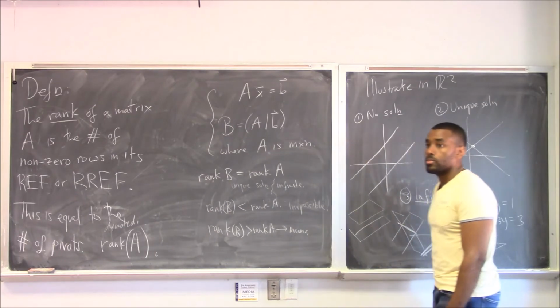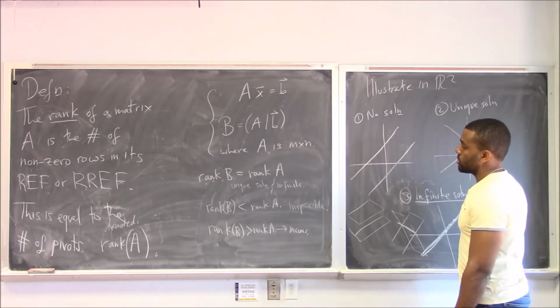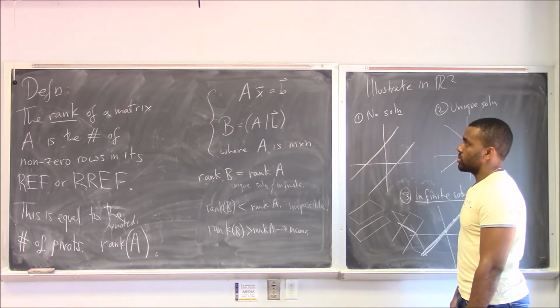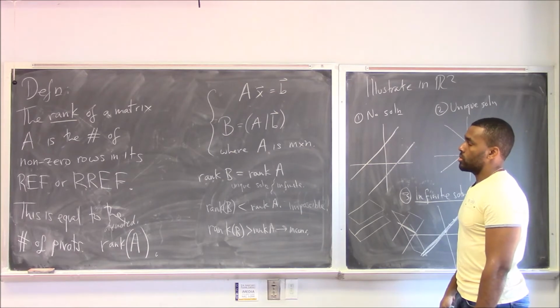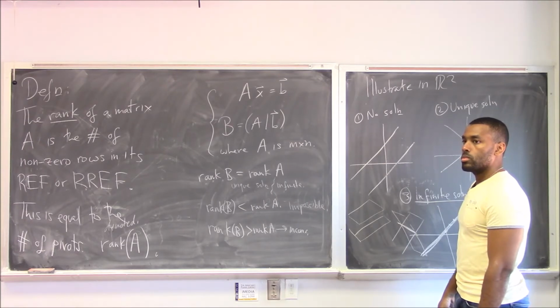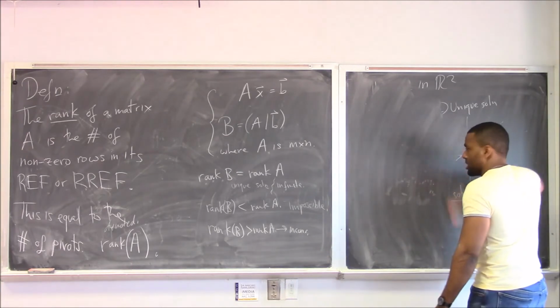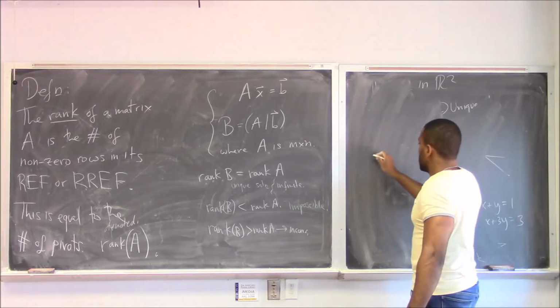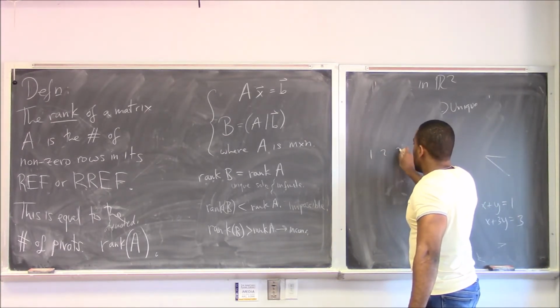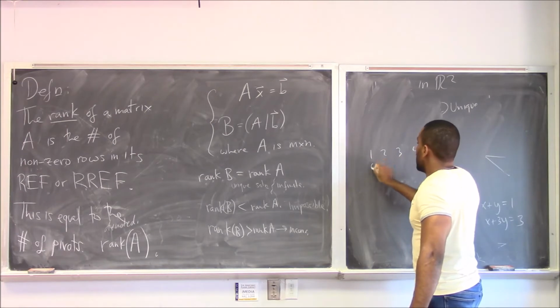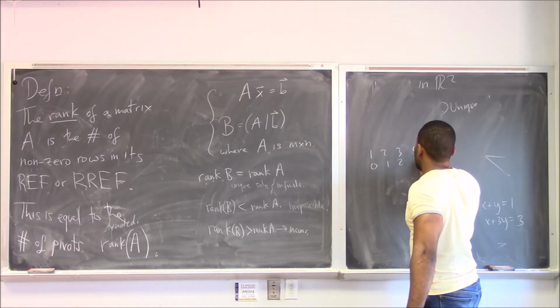Yeah? I don't see why the rank of A and B would ever be different, because they're made up of the same elements, or the same entries. Except for the rightmost column. Like capital A and capital B. Yeah, I mean, when we ended up with an inconsistent system, what happened? It's when we ended up with something like 1, 2, 3, 4, 0, 1, 2, 2, and we had 0, 0, 0, 1.